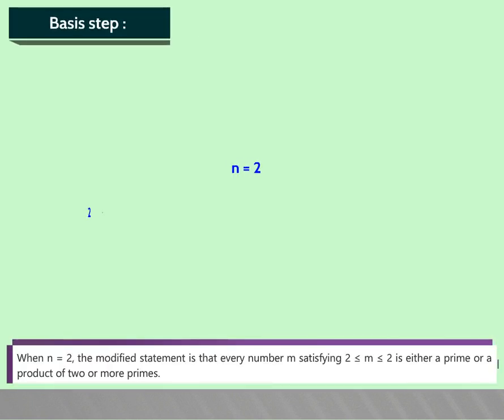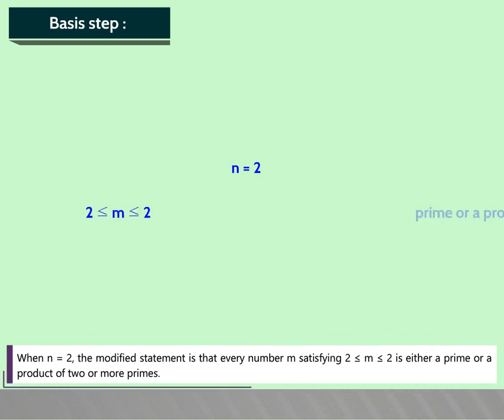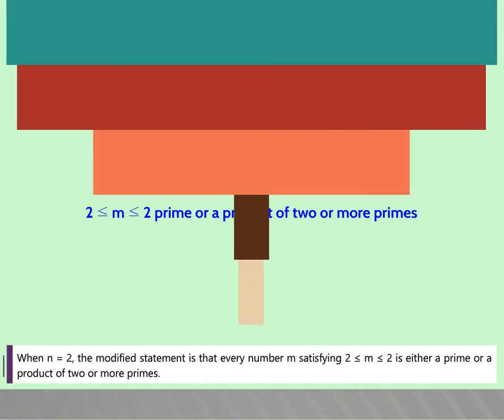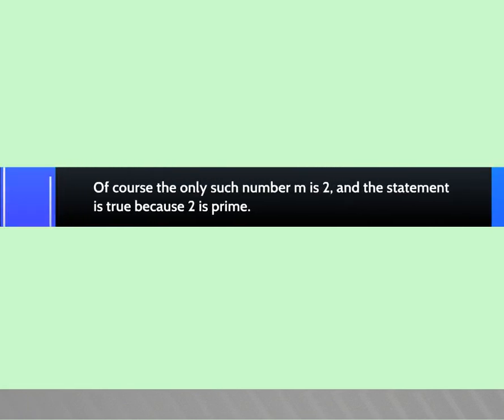A basis step. When n is equal to 2, the modified statement is that every number m satisfying 2 less than or equal to m less than or equal to 2 is either a prime or a product of two or more primes. Of course, the only such number m is 2, and the statement is true because 2 is prime.